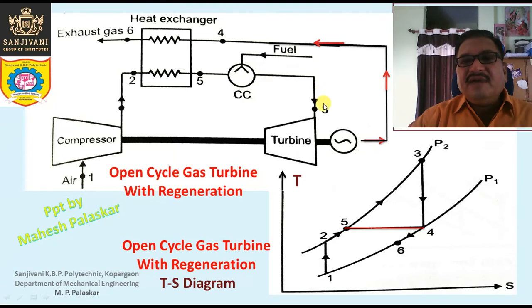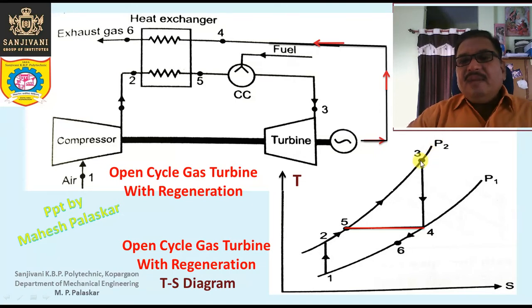Now the process 5-3, during the process 5-3 heat is added to the air in the combustion chamber. The air passes through the combustion chamber, and in the combustion chamber combustion of the fuel takes place, thereby a lot of heat is added, and therefore the temperature and the heat energy of the air is increased in the combustion chamber, right? That is the process 5-3.